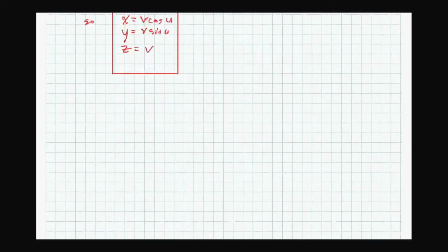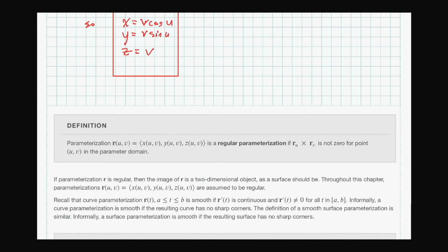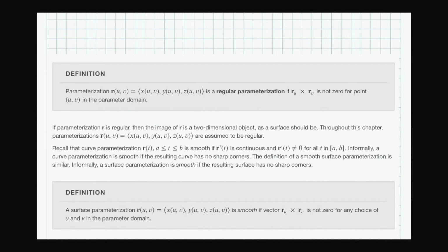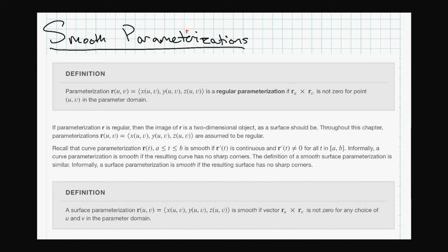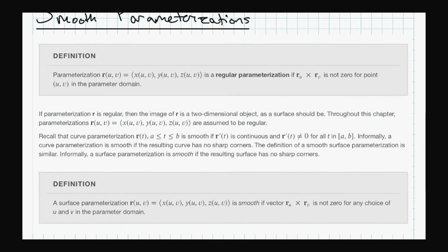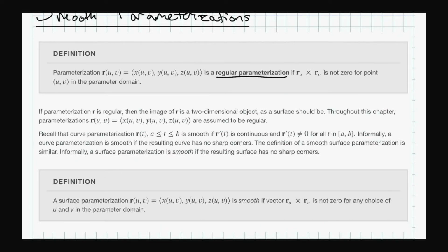Okay. So then what we want to get into is, first of all, the idea of a smooth surface. Let us talk about it. I'm going to post the book's definition of this if I could find it. Yep, right here. So this is smooth parameterizations. All right. So this is going to be smooth, the same idea as smooth for a curve, right? No sharp corners. First of all, they give you this definition for regular parameterization.